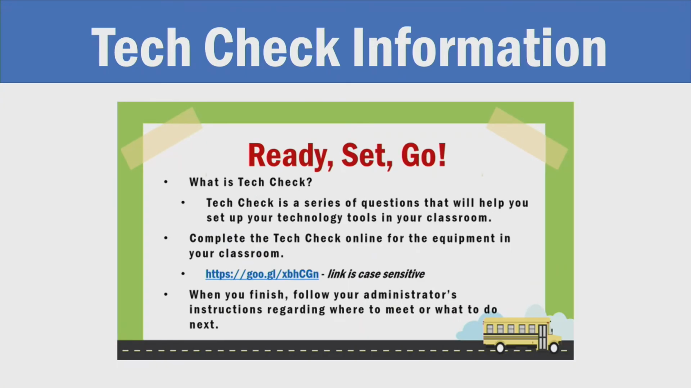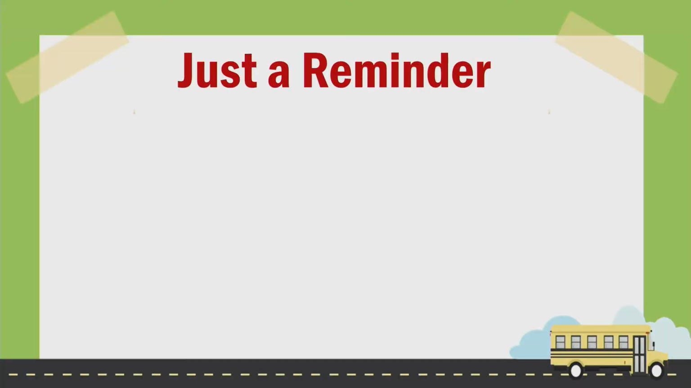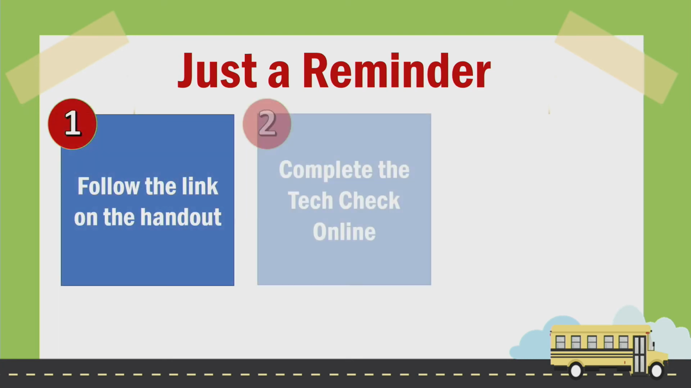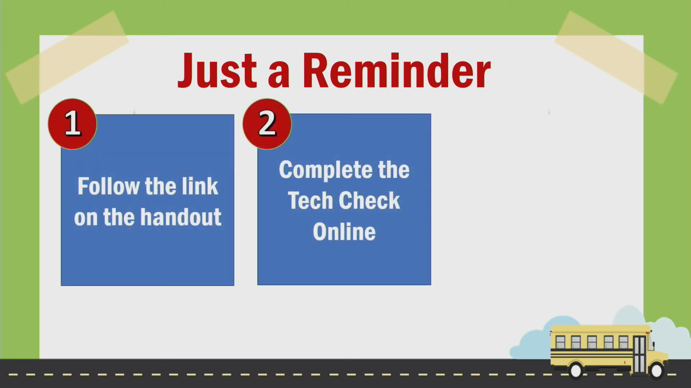So the tech checklist looks like this. You're going to get a half sheet of paper here in just a minute from your administrator. We'd encourage you to follow the link on the half sheet of paper when you get back to your classroom. You're going to complete that. That link's going to take you to an online form where you're going to complete a series of steps.